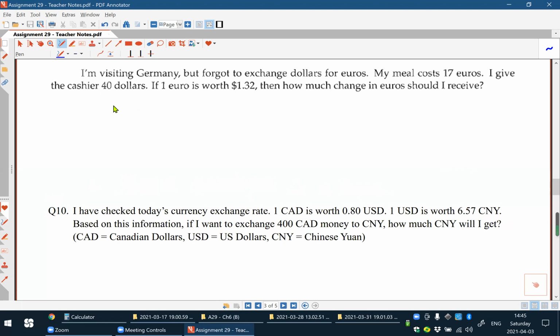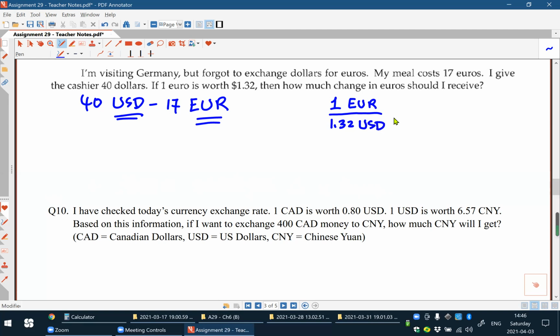So basically the change I should receive is $40, which is 40 US dollars, right? Minus the cost, which is 17 euros. Okay, because the units here are different, first of all, we need to convert the US dollars to euros, right? So we know that 1 EUR is equal to 1.32 US dollars.